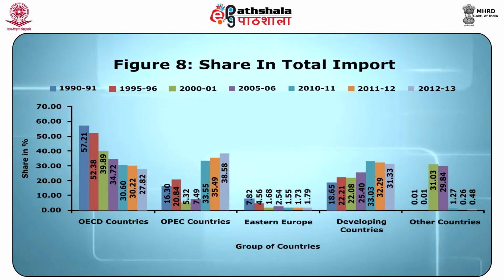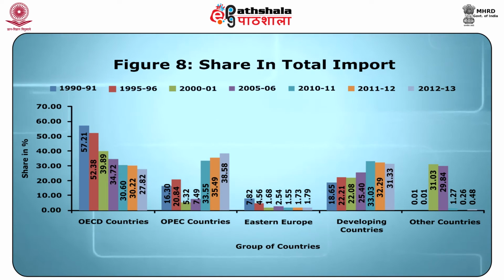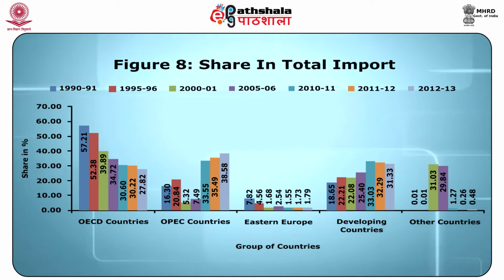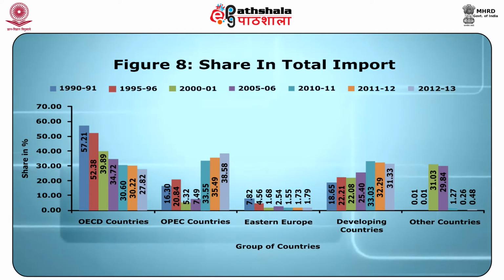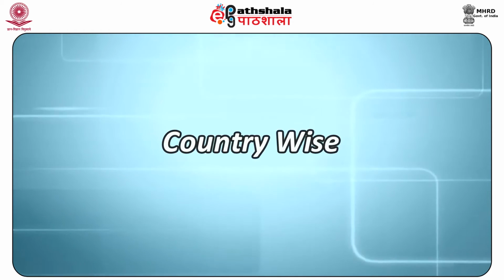Though the share of OPEC countries was low in 2000-2001, the share of developing countries has increased from 18.65% in 1991 to 31.33% in 2012-13. This shows that the direction of imports has shifted from OECD and Eastern European countries to OPEC and the developing countries. This is again indicated in figure 8, which shows us the share in total imports. The source is again from an RBI handbook. Now let us look at country wise.